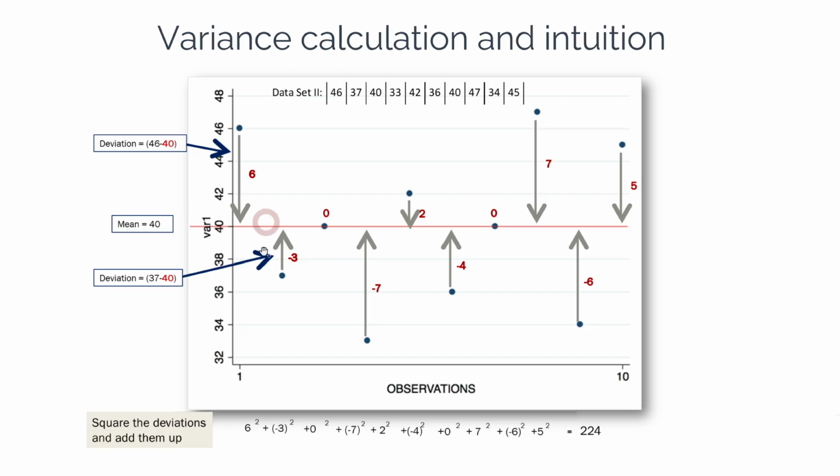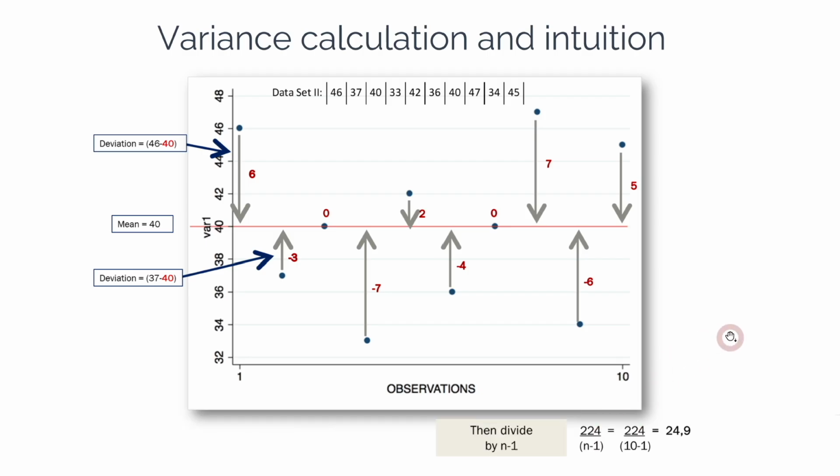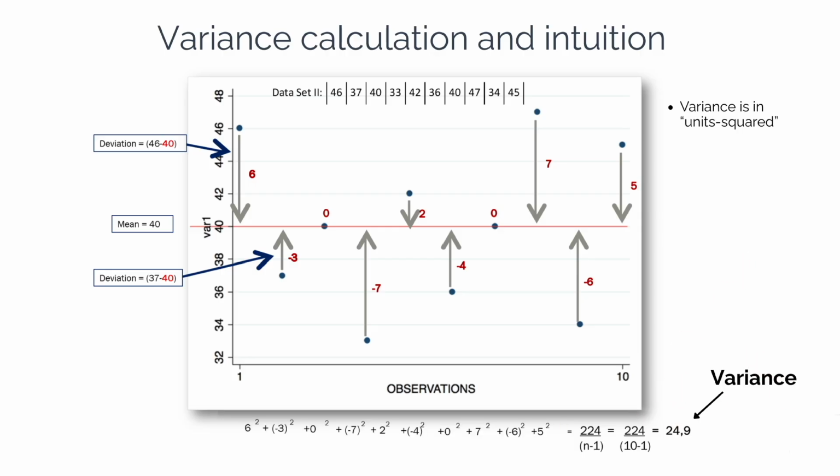So to get to our variance, square each deviation, add them all together to get this 224. Then we divide by n-1. It's something you don't have to worry about, but it's a sampling correction to get to our average. So we have 10 marks, so we divide by 10-1, or 9, and we get 24.9, which is the variance.